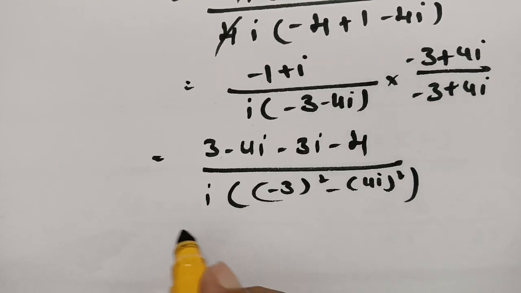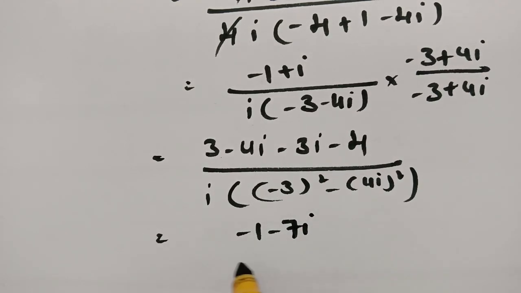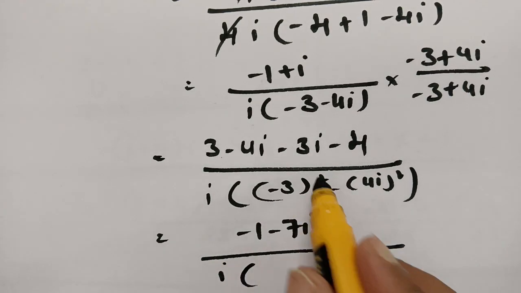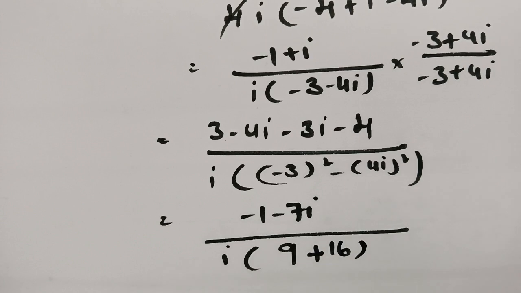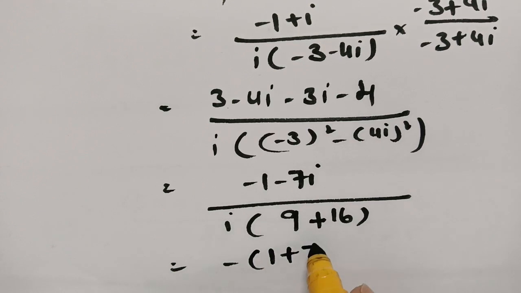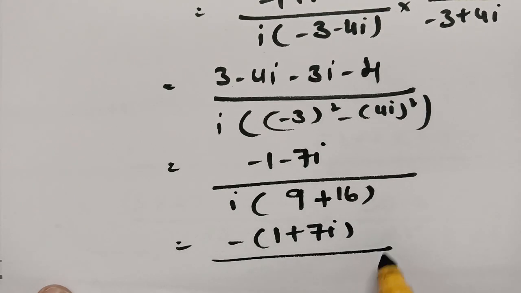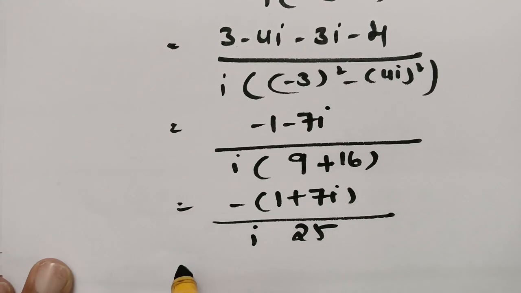Clear? And see, this is minus 1 minus 7i by i times of, this value is nothing but 9 minus 4 square, that is 16, plus 16. So this is 25. So if I take minus common here, this will be 1 plus 7i by 25, and here there is i here. So for minus 1 I'm taking i square.